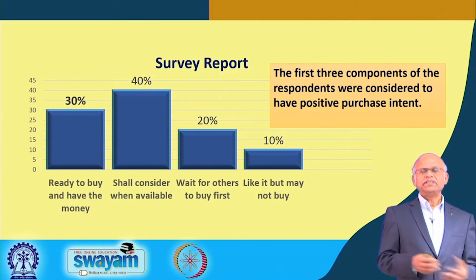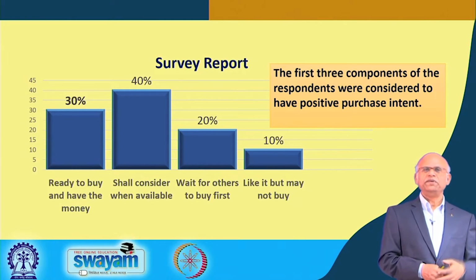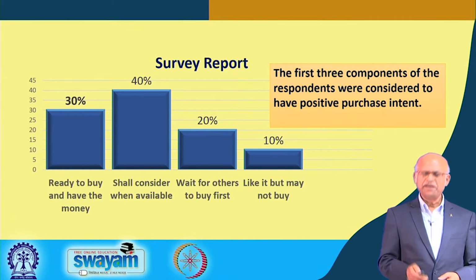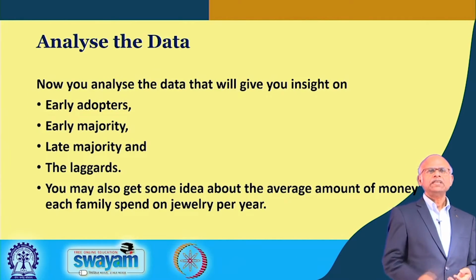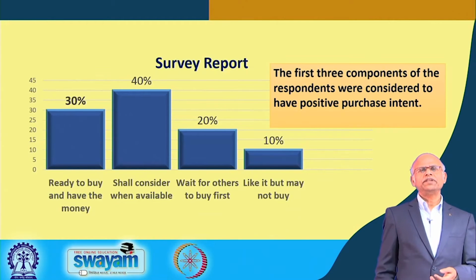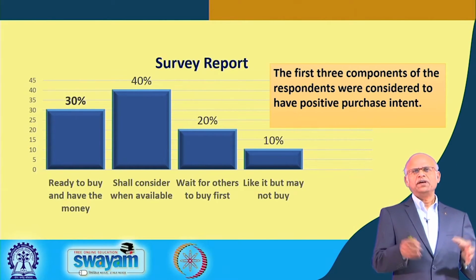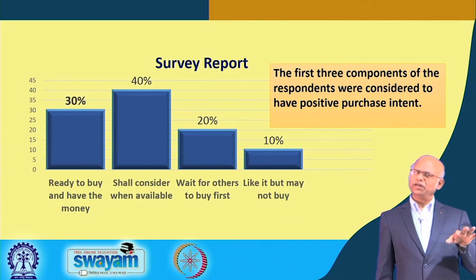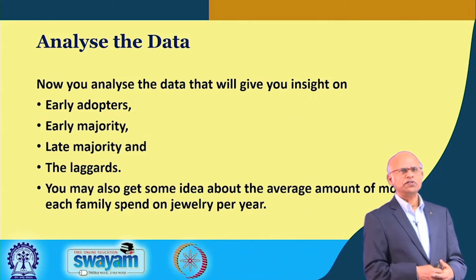Then 20% say, I will see how other people are behaving, and if they say that this is good, only then will we buy. 10% say, I may not buy. So, the first three groups have positive purchase intent. So, you want to explore more on them.